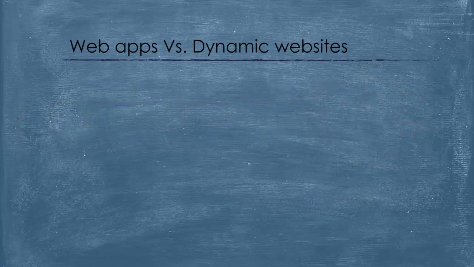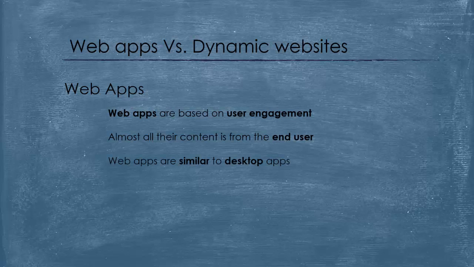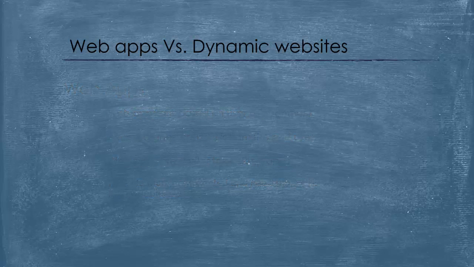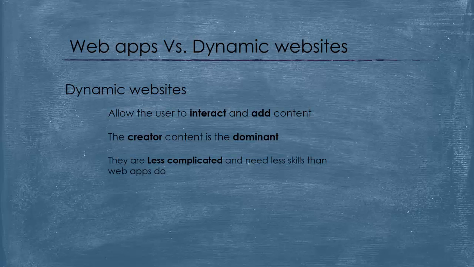A way to distinguish between web applications and dynamic websites is that web applications are based on user engagement and almost all their content is from the end user. And also, web applications are similar to desktop applications, and they are more complicated and need more skills than websites do. While dynamic websites allow the user to interact and add content, but the creator's content is the dominant. And of course, they are less complicated.